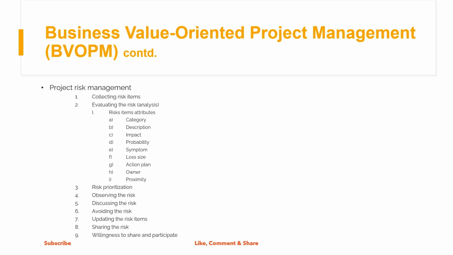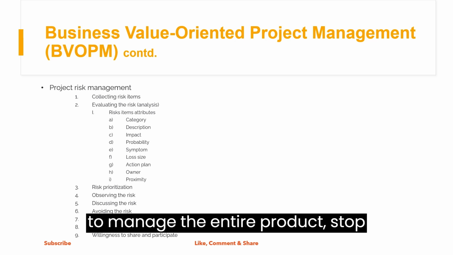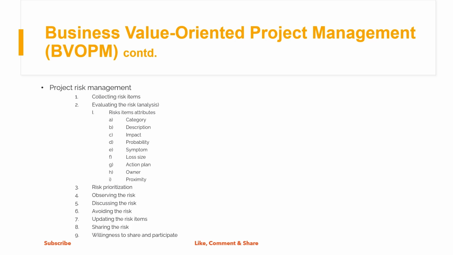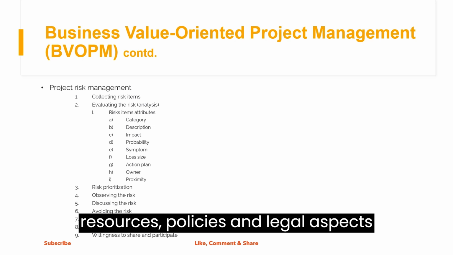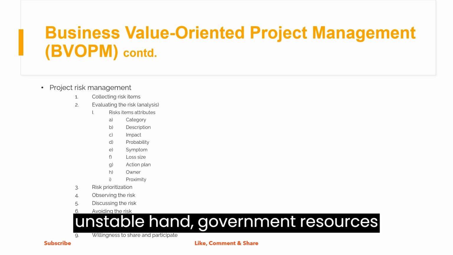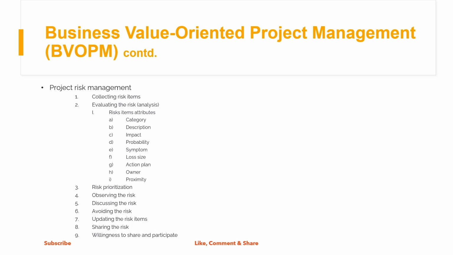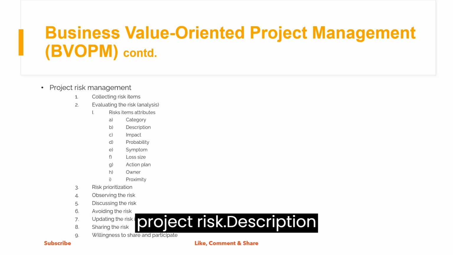Next is organization. An organization risk may be related to the organization's inability to manage the entire product, staff, supplies, support, events, resources, policies, and legal aspects, etc. The culture and maturity of the organization, unstable environment, resources, and restructuring can also be major risk issues. Supply. Supply may include providing materials, resources, external and internal needs, content, data, tools, environments. Not supplying any of this may be considered a project risk.